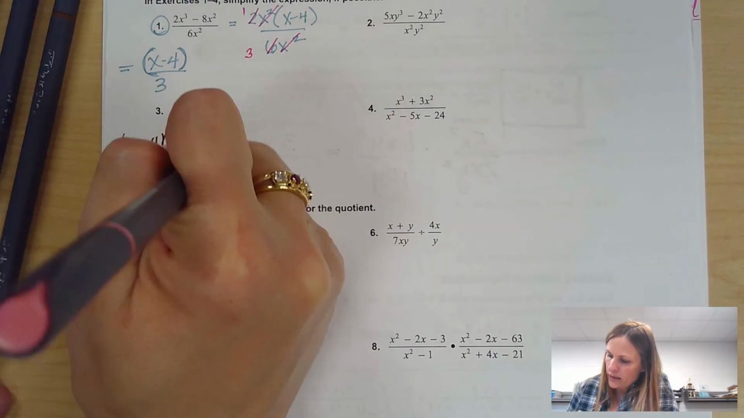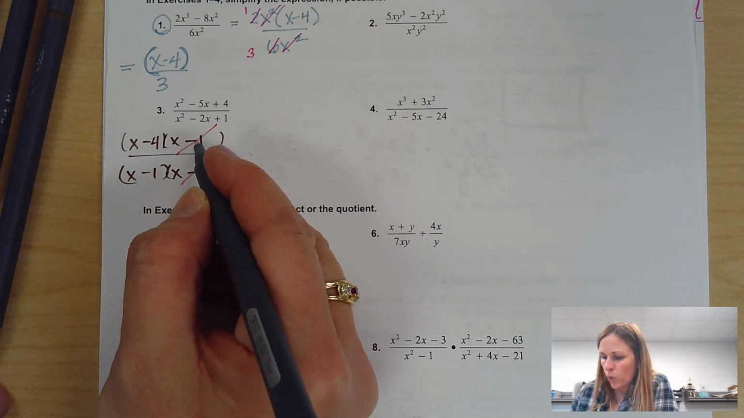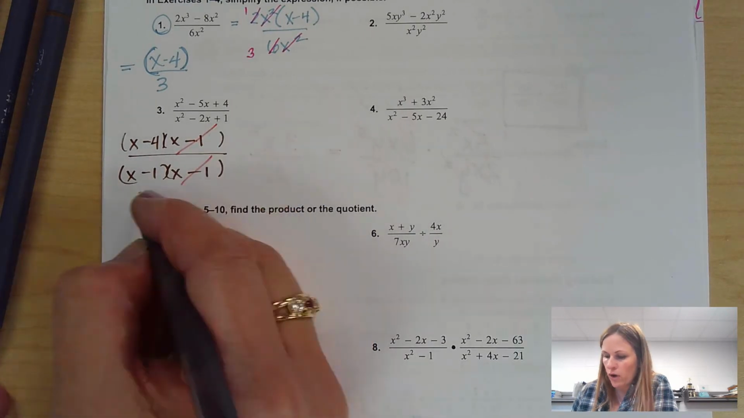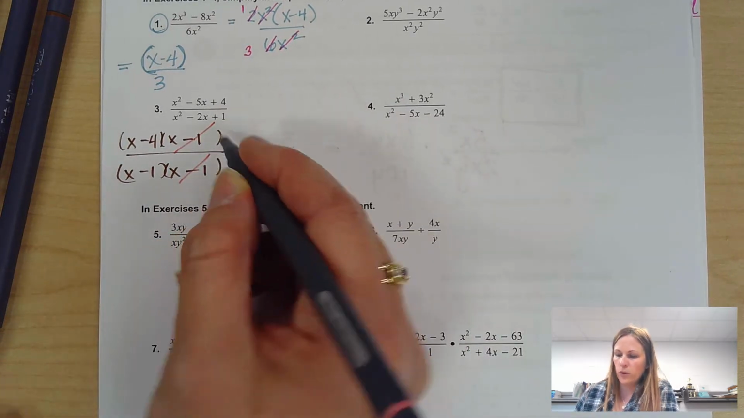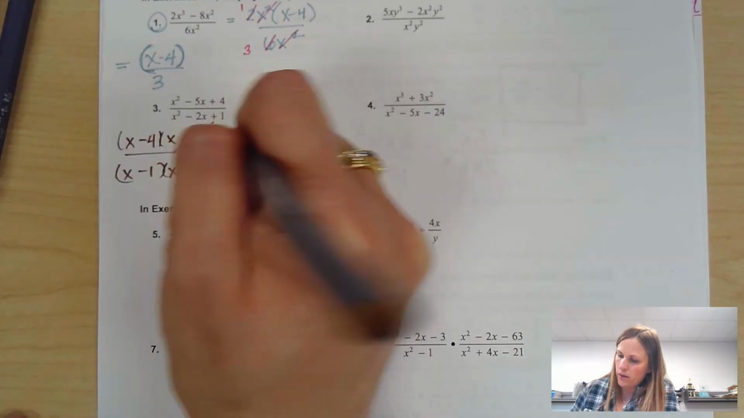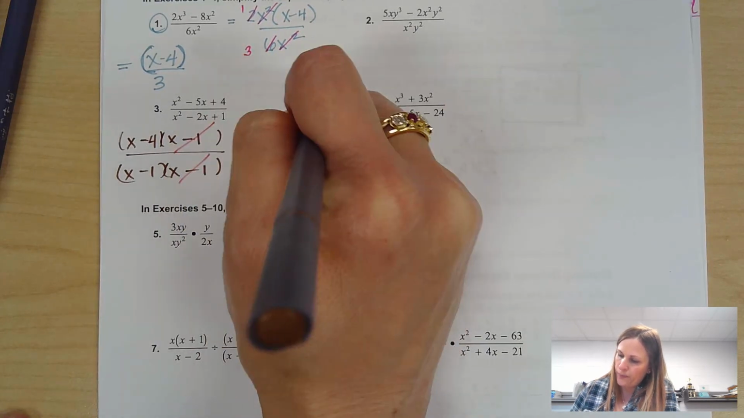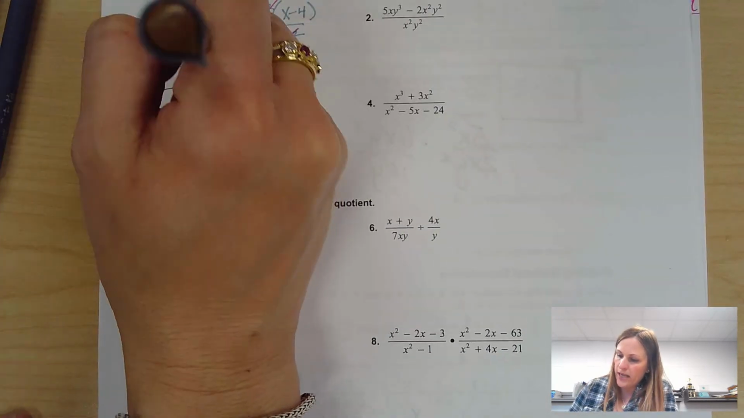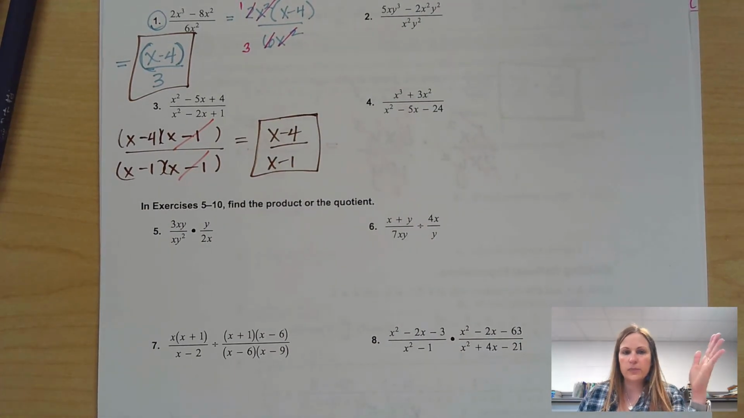Notice that the x minus 1's cancel. Now, obviously, I can't cancel one factor with those two, even though they're all the same. It's a 1-for-1 ratio. So one x minus 1 will cancel with another x minus 1. And so I'm left with x minus 4 over x minus 1. And again, remember that those x's don't cancel because we didn't factor them out. The only way you can cancel something is if you factor it out.